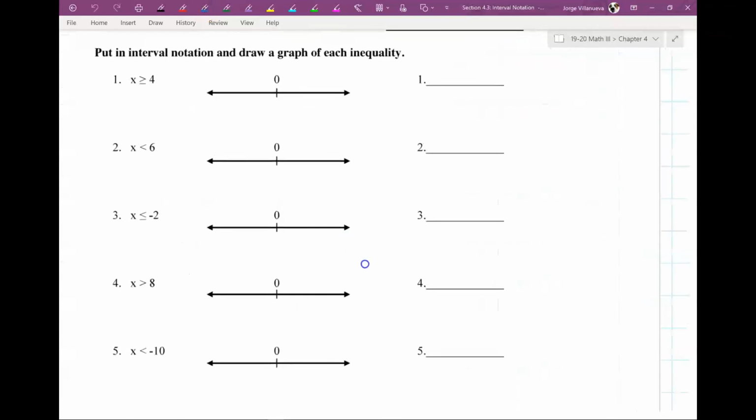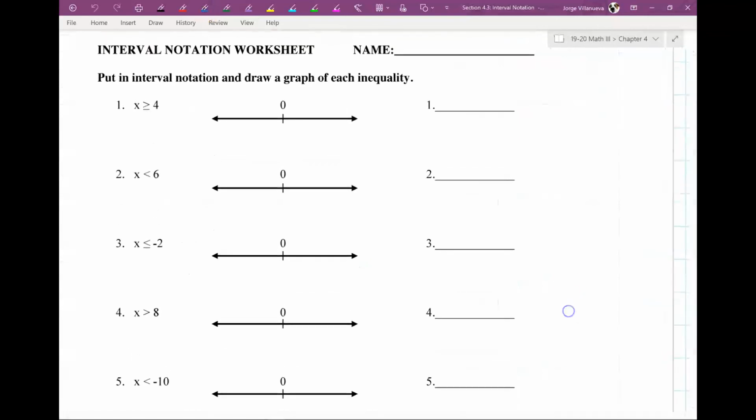Okay, so number 2 says put it in interval notation and draw the graph. So number 2 says x is less than 6. So 6 is about here. Less than, that means open circle going down. And if they want me to write it as an interval, well, notice it goes as small as possible, and the biggest it can be is get really close to 6. So it's going to look like this, negative infinity to 6.